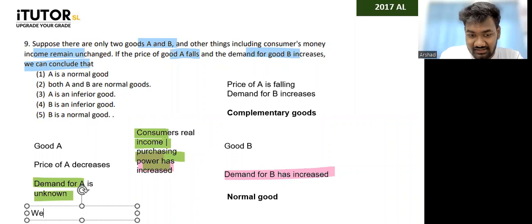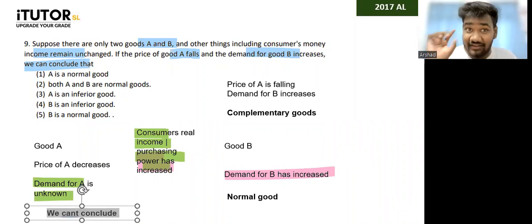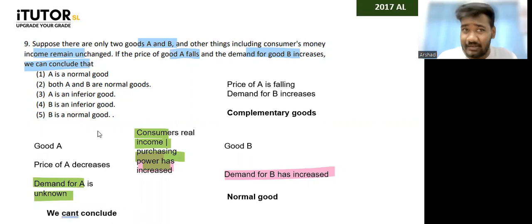We can't conclude whether this is normal or inferior because we don't know what happened to demand. If we can figure out what happened to the demand for good A, then we can tell. But in the question, nowhere are they saying the demand for good A is increasing, decreasing, or remaining constant. We don't know. So you can't assume that. So therefore, your answer will be which? Your answer will be answer number 5.